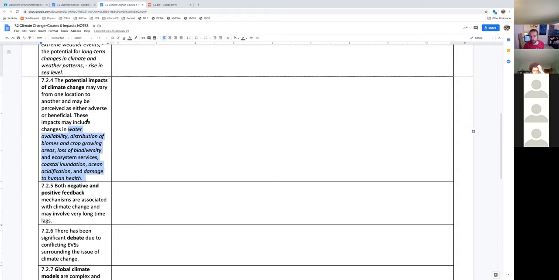Damage to human health, 100%. It warms up, there's more ozone that we breathe in, there's more air pollutants that we're going to breathe in. Also, it just gets hot. Heat kills during heat waves in the summer. A lot of people can't handle it.